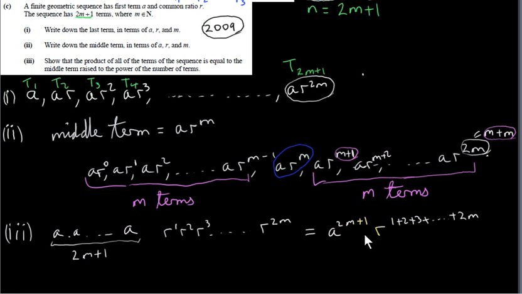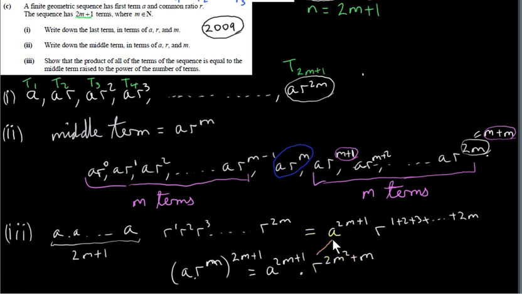So we want to show that this here is equal to the middle term raised to the power of the number of terms. Well, the middle term is ar to the power of m. And we want to raise it to the power of the number of terms. Well, we know that we have 2m plus 1 terms. So what do we get here? Well, we have a product inside the brackets, so we put each part of the product to the power. So we get a to the power of 2m plus 1 times r to the power of m to the power of 2m plus 1. We multiply these powers together to get r to the power of 2m squared plus m.